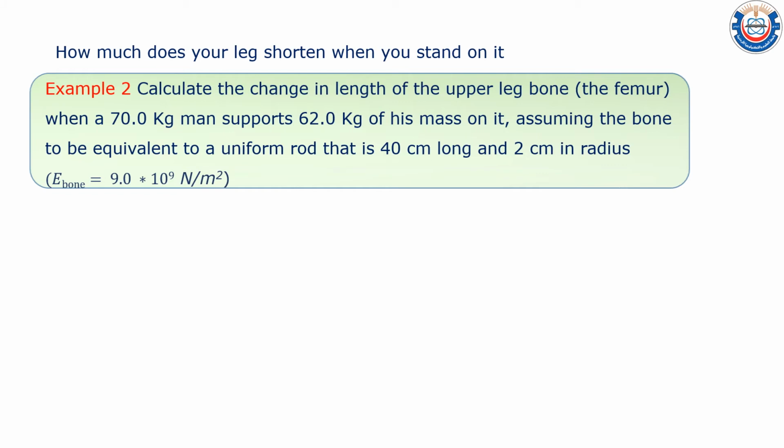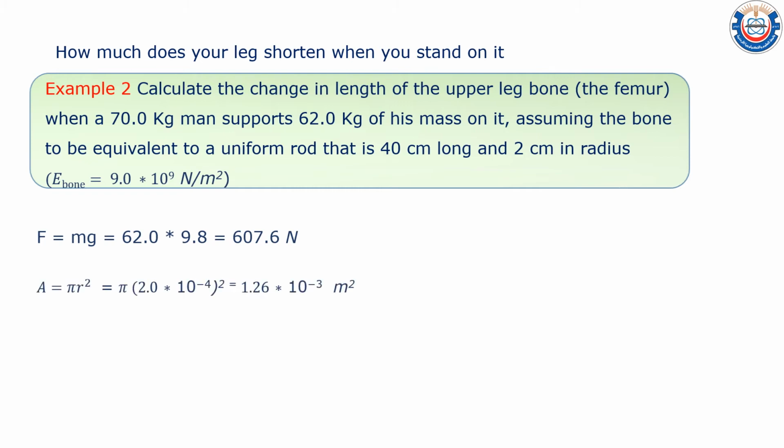So we can calculate the force of gravity, which is equal to m times g in this case, which is equal to 607.6 Newton. And then we can calculate the cross-sectional area, which is equal to pi r square of this bone, which is equal to 1.26 times 10 to the power minus 3 meter square. Finally, we can calculate the change in length delta L of this bone. So we will get 2 times 10 to the power minus 5 meter, which is equivalent to 20 micrometer.